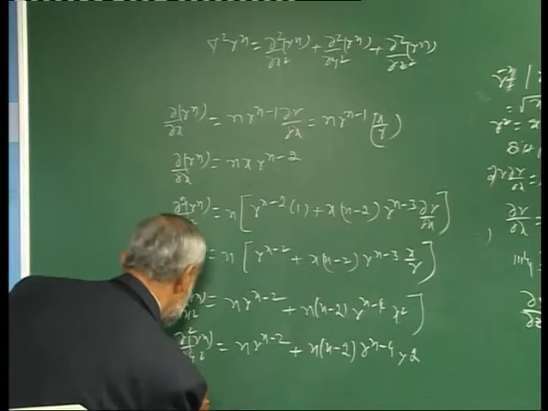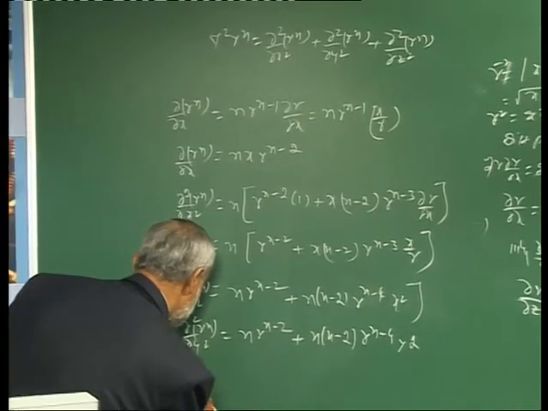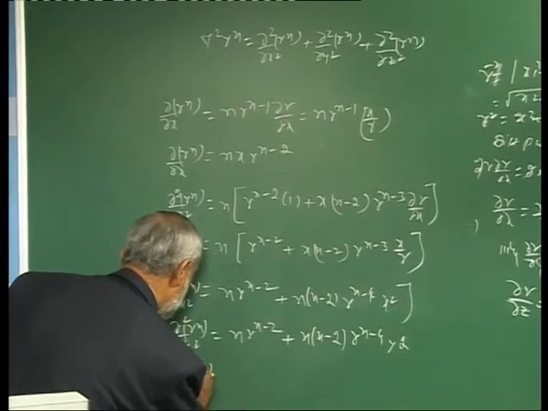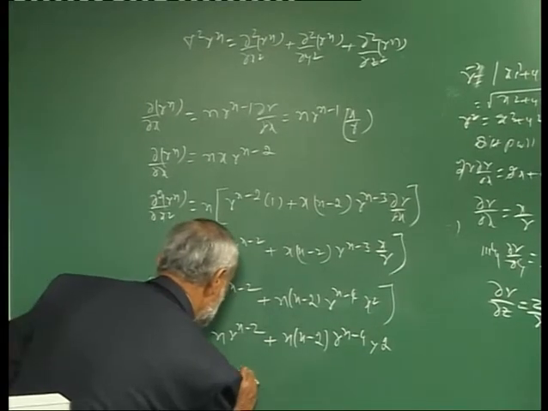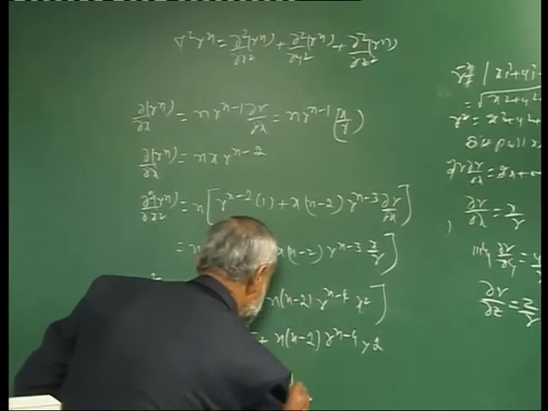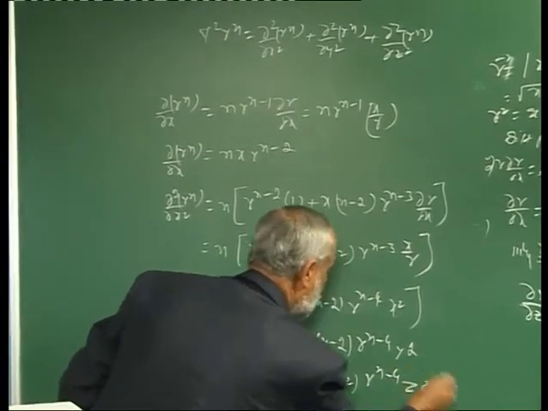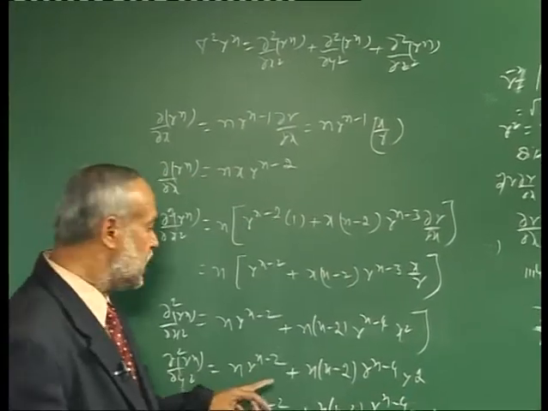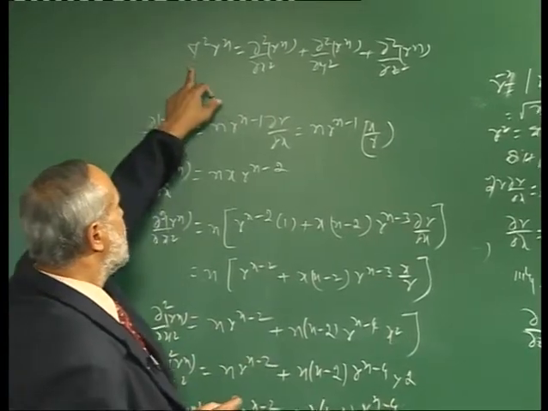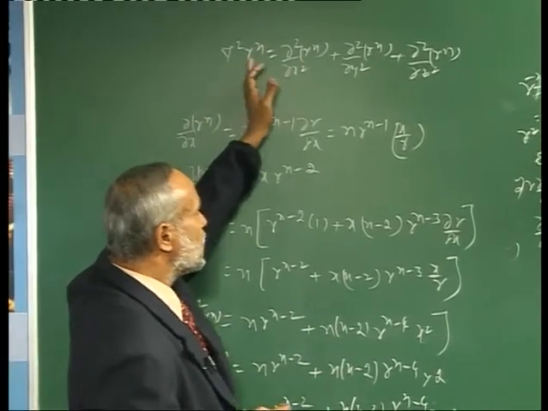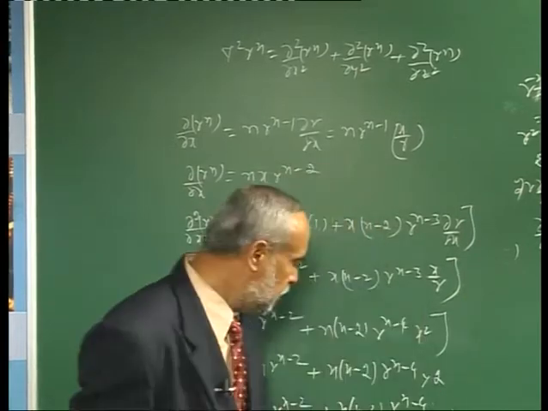Similarly you can differentiate partially with respect to z: ∂²/∂z² of r^n is equal to n r^(n-2) + n(n-2) r^(n-4) z². After getting these three equations, now you know del squared r^n, we can substitute in these equations. What do you get?